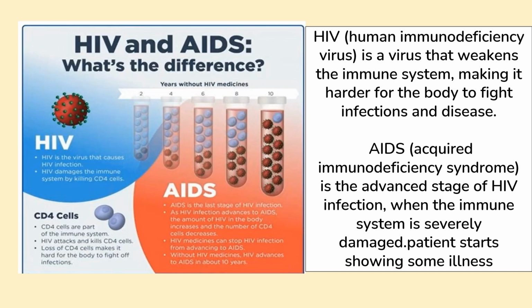HIV is the human immunodeficiency virus, and it is the virus that weakens the immune system, making it harder for the body to fight the infection and the disease. And AIDS is acquired immunodeficiency syndrome. It is an advanced stage of HIV infection when the immune system is severely damaged and patients start showing some illnesses. And that's why you must understand what is HIV and what is AIDS, because if this concept is clear, then your coding will never be wrong.